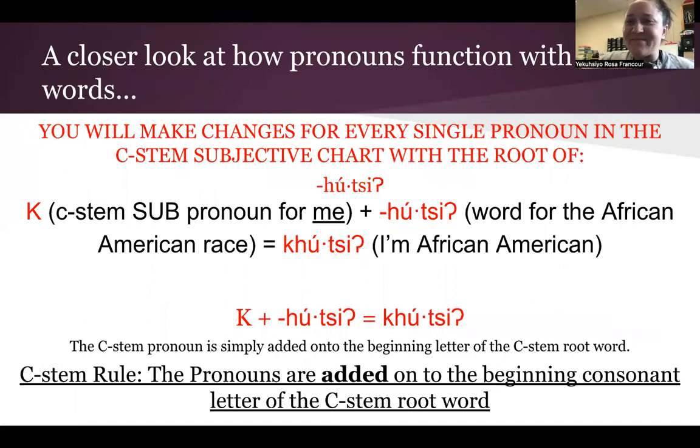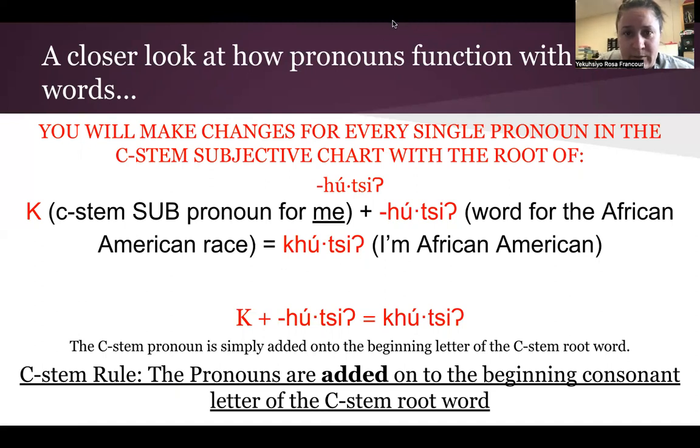Okay, let's talk about this one. So, a closer look at how pronouns function with our root verbs or words for the C stem. You will make changes for every single pronoun in the C stem subjective chart for the root of hunji. So this is the breakdown. This is like the literal equation for making a verb conjugation. So K is me. That's a C stem subjective pronoun for me, plus your root verb hunji, which means to be African American. You get kunji.